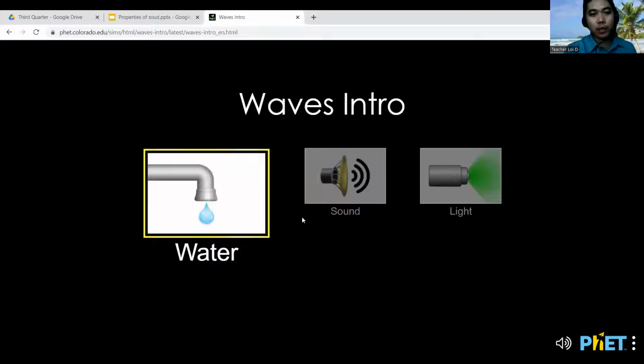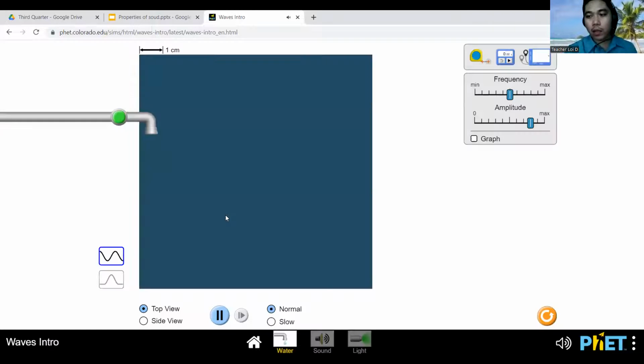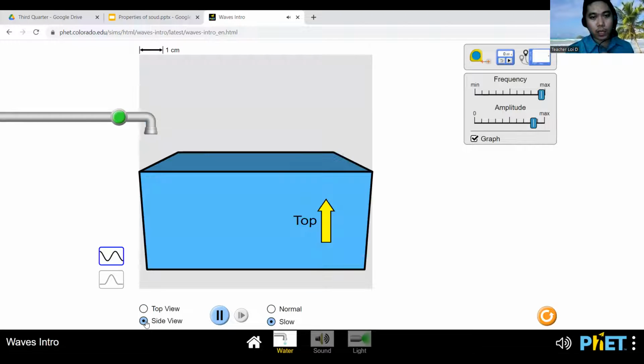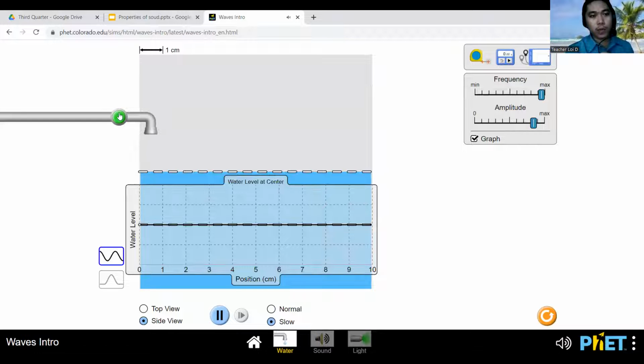Ito po yan. Click yung sound water waves. Okay? So dito may frequency dito. Pwedeng i-minimize, maximize. Meron tayong amplitude, minimize nyo or maximize. Meron din tayong graphic. Click nyo lang yan. Pwede nyo yung water, yan. Makikita nyo dito yung water level. Baguhin nyo yung vibration. Pwedeng normal, may slow, side view. Okay, yan yung side view. For example, side view.